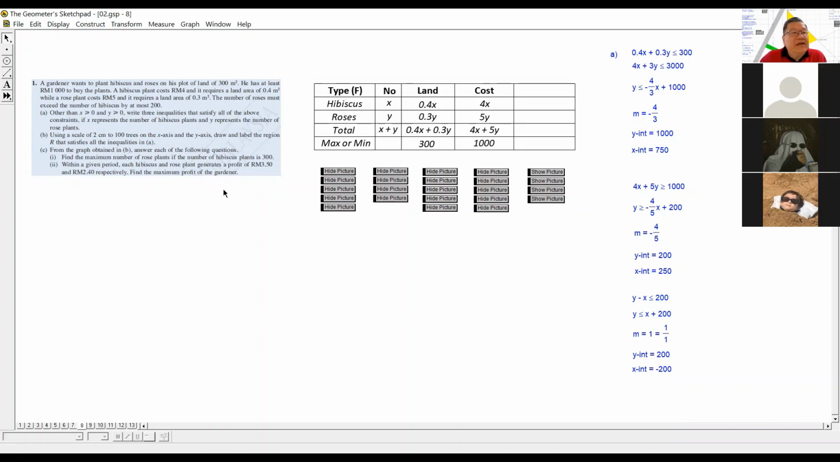And the last factor is profit. Is it profit? Yes, profit. The last factor is profit. One plant can bring me 3 ringgit 50 cent profit. So x plants will be 3.5 times x.